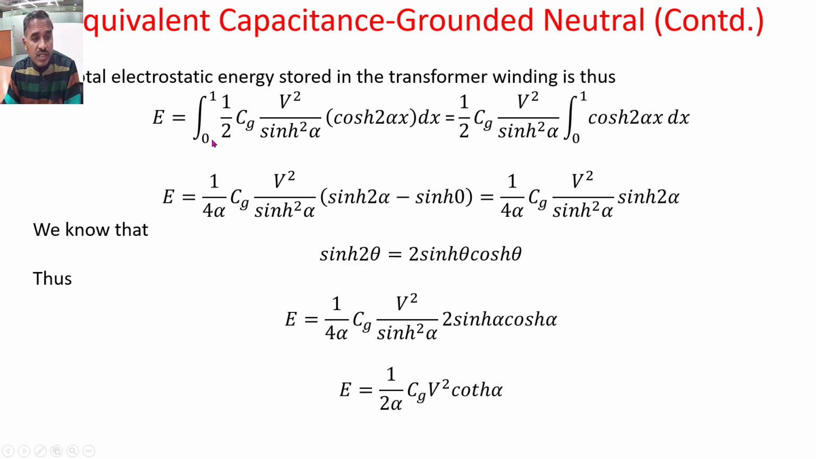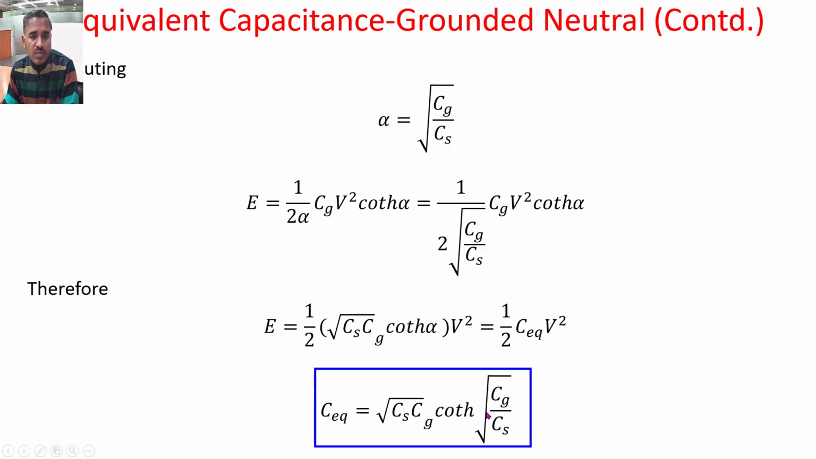So, E equals the integration from 0 to 1 of half CG and this total energy term, and after integration and substitution it becomes 1 by 2 alpha CG V square cot h alpha. This can be further simplified. You can use the value of alpha and substitute here, and upon final simplification we get E equals half into this portion into V square. This portion is CEQ, because this is total energy, half CEQ V square.